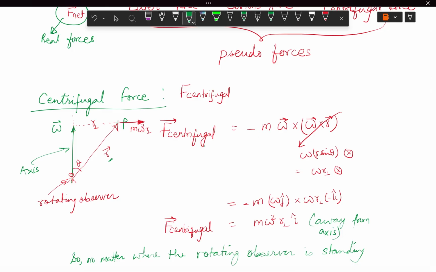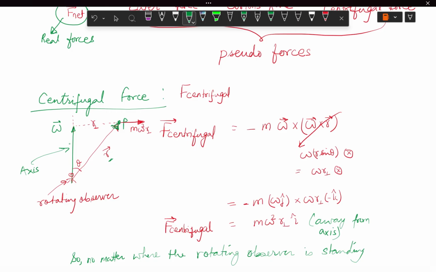And if we analyze this term, first analyze what omega cross r is. Omega is along the y-axis I have shown here, and the r vector is in this direction. Omega cross r will represent omega into r into sine theta, and r sine theta is nothing but r perpendicular. So r perpendicular means the particle's perpendicular distance from the axis of rotation. So omega into r perpendicular. And what is its direction? Its direction is going to be into the board, right?